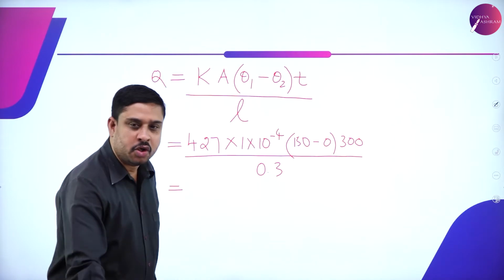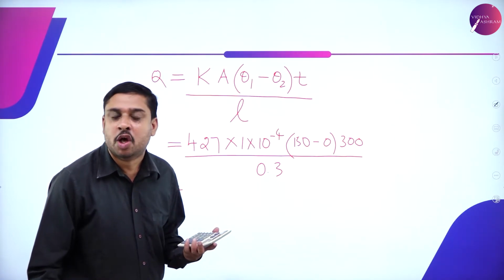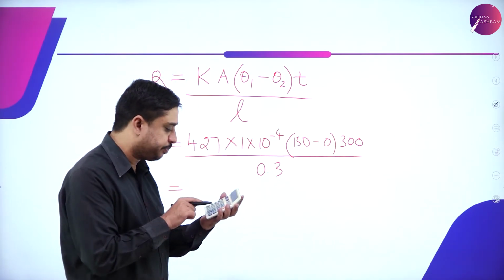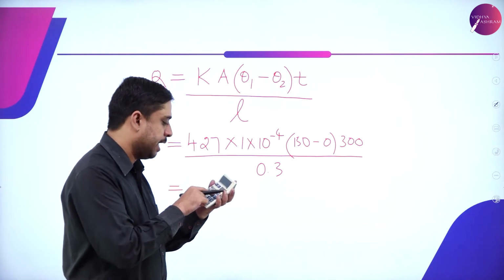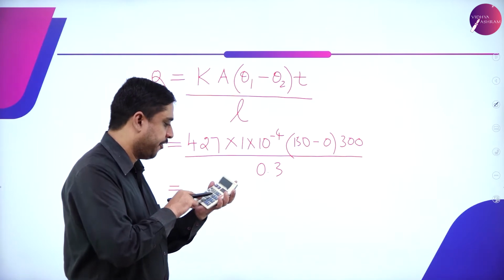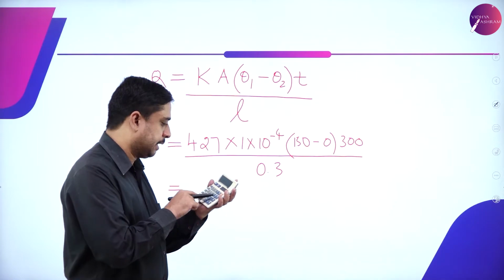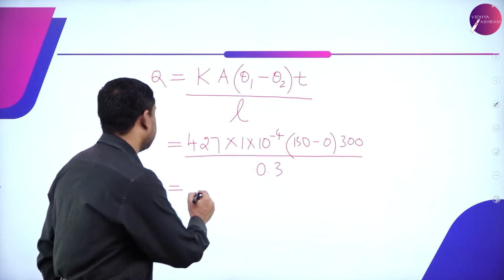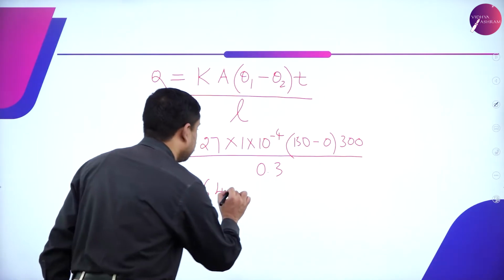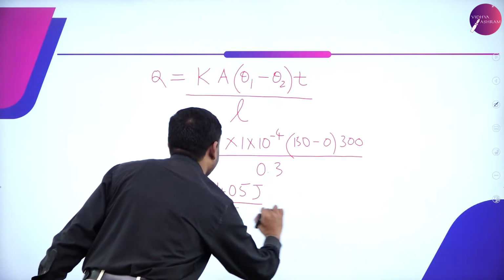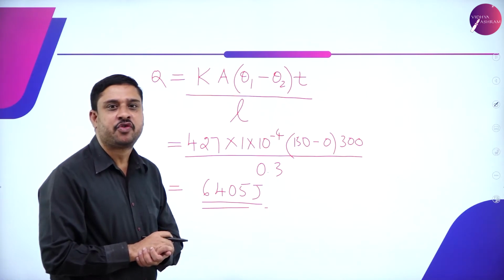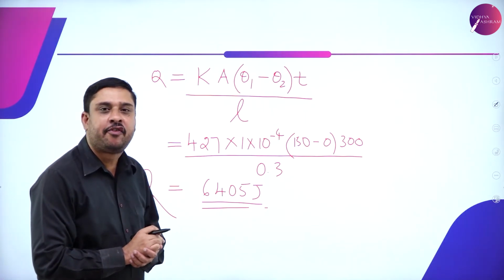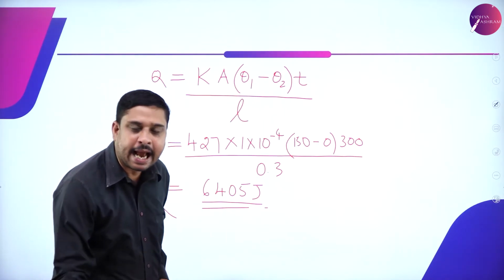So this is equal to, you can use a simple calculator to simplify. No using scientific calculators, simple calculators. First, we will simplify the numerator. 427 into 1 into 150 into 300, so much, divided by 0.3. So we get the answer as 6405 joules. So after simplification, we get 6405 joules. So this is the amount of heat that is transferred in 5 seconds. Sorry, 5 minutes or 300 seconds.